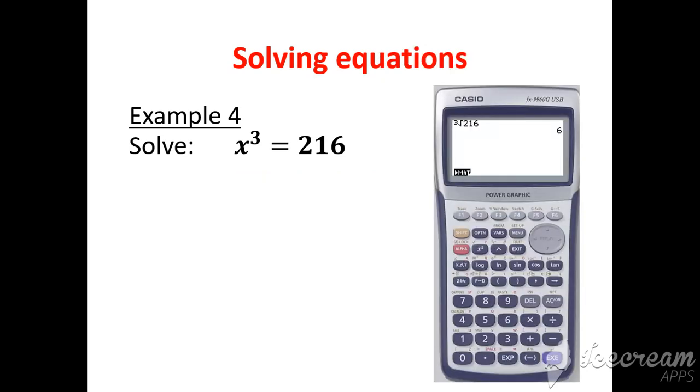But there is actually a way to solve this without guessing and checking. When you see x to the power of something, if it's x to the power of 3, you can undo it with a cube root. And the cube root is this button on the calculator. Sometimes you have to push shift to get to it first. If you type in the cube root of 216, you will get the answer of 6.